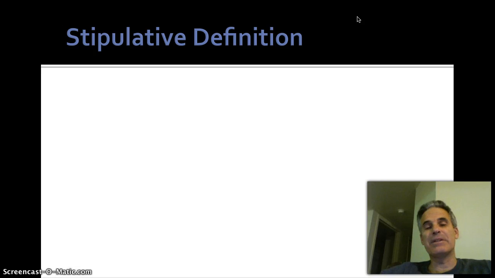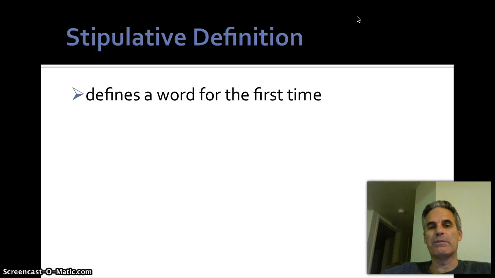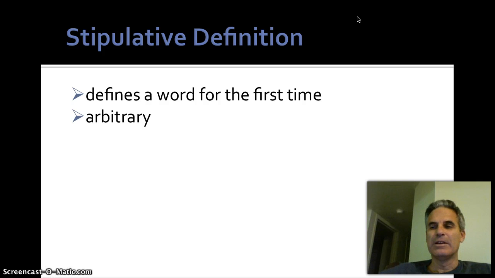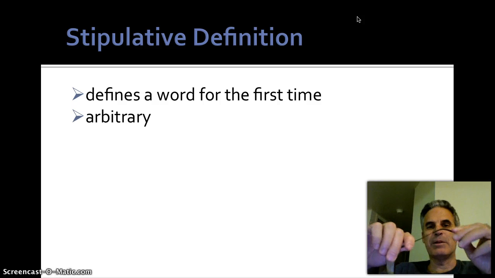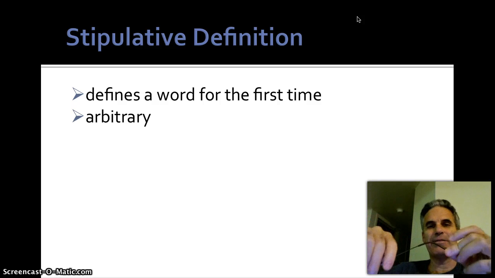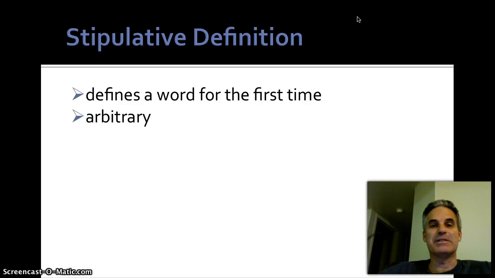A stipulative definition is a definition that defines a word for the first time. We have something, we don't have a word for it, so we just make up a word. It's arbitrary. There's no right or wrong because we're just making up the word. So let's say I have my glasses here, and I want to talk about these rubber things at the end of the glasses. I'm sure they have a name, but I don't know what they are, so I'm going to call them glorks. I've just stipulated: the glork is the plastic thing at the end of the glasses that goes around your ear.